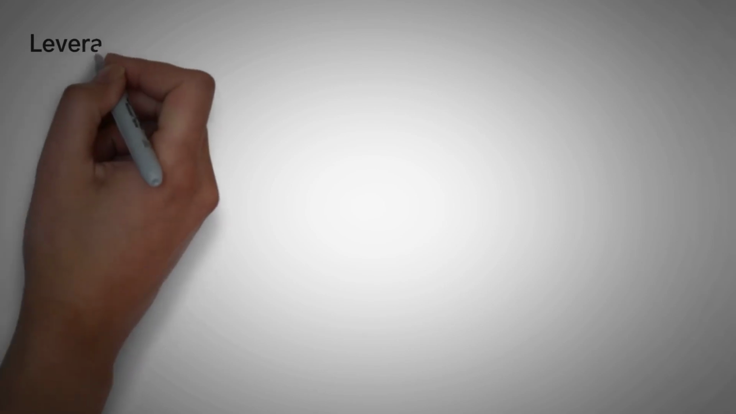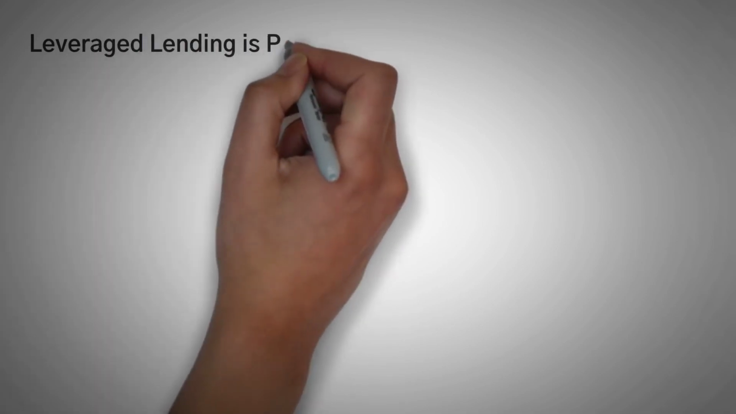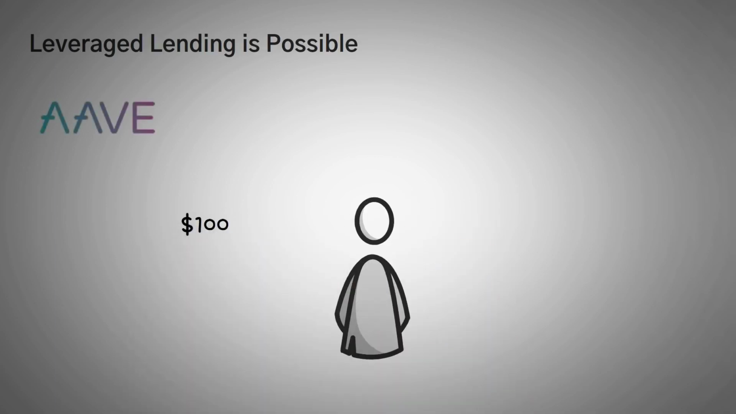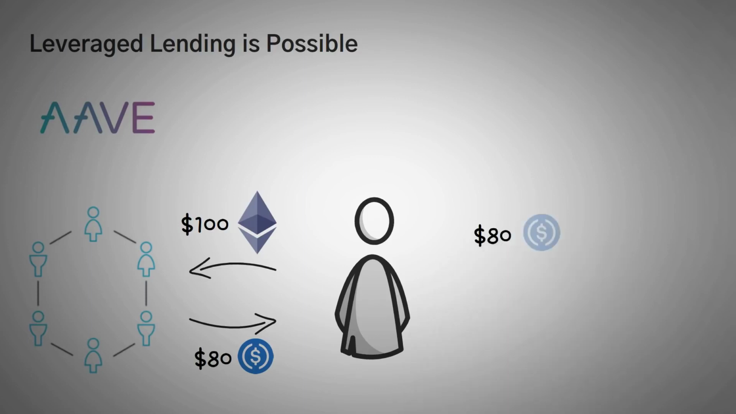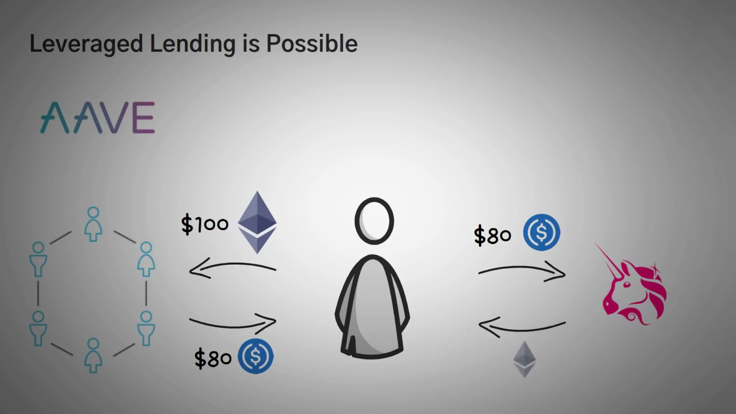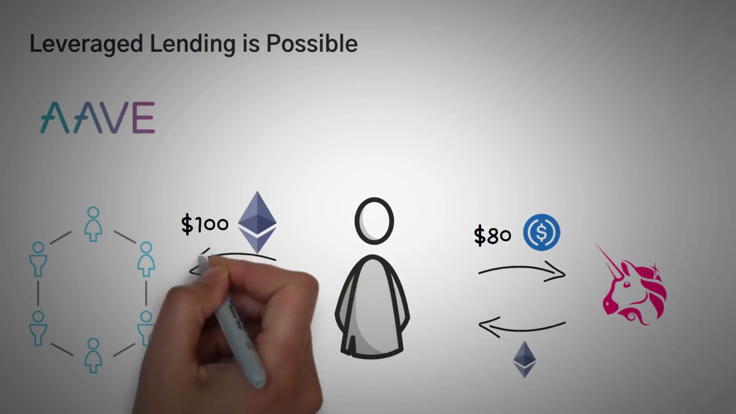Using AAVE, you can create a very leveraged position, which is essentially borrowing on steroids. To understand this, we're going to go over an example really quick. Let's say you have $100 of Ethereum. You deposit your Ethereum to AAVE and withdraw $80 worth of USDC, which is an Ethereum stable token. You take that $80 worth of USDC, go over to Uniswap, and then trade it out for more Ethereum, which you then go back to AAVE and deposit.